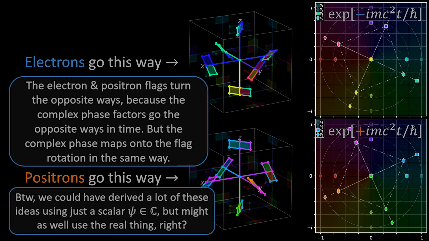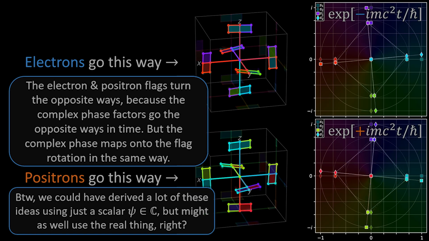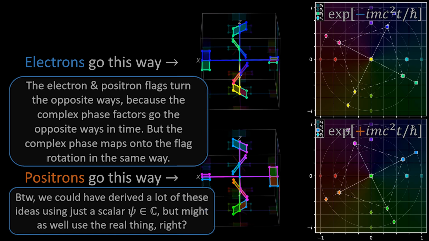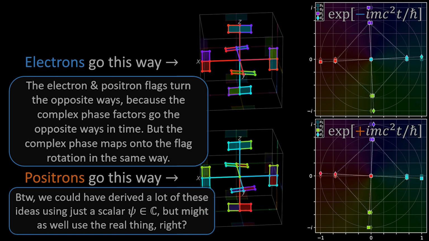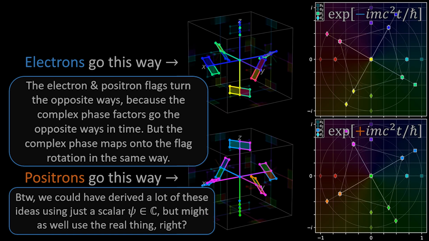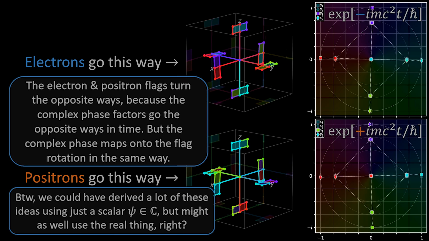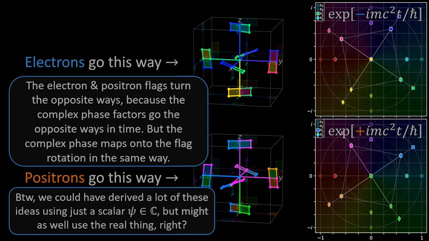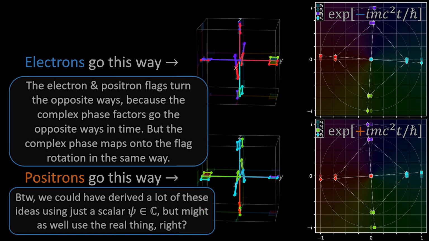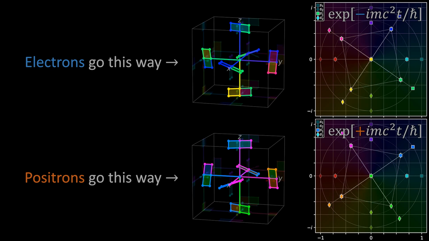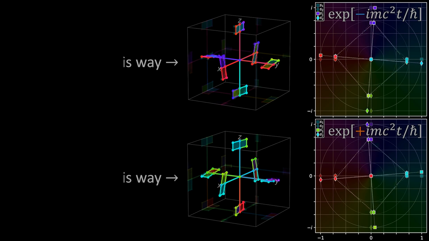In other words, if we go clockwise in the complex plane, the flag is going to rotate like an electron solution. And what makes positrons go the other way is that they go counterclockwise in the complex plane. It's not that a complex phase factor rotates positron flags the other way. It's that the complex phase factor itself is going around the other way in time. And so the connection between the complex phase angle and the direction of the flag rotation is the same in either case.